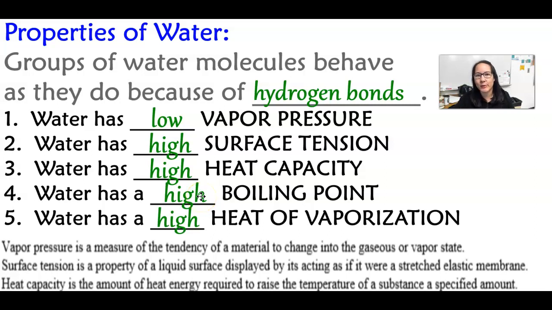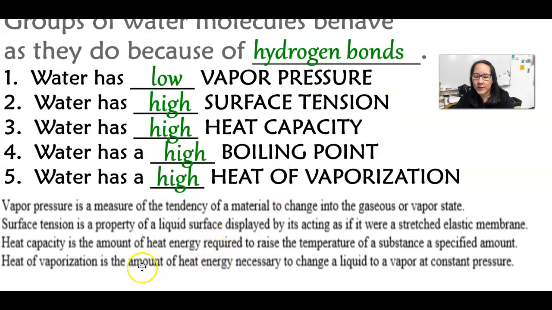Again, it takes a high temperature to overcome those hydrogen bonds between the molecules, break them apart so that the water can boil and turn into a gas. And then water has a high heat of vaporization, which is the amount of energy necessary to change from liquid to a vapor at constant pressure.